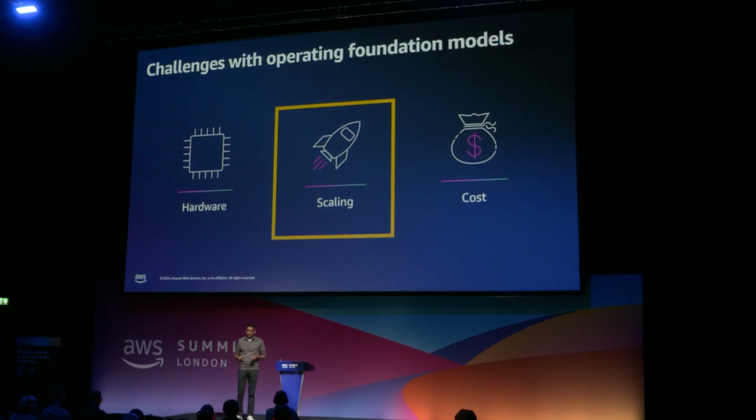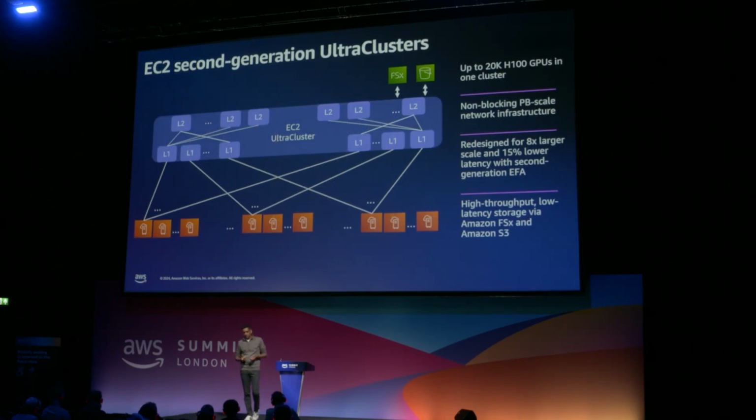The next challenge is around scaling, right? So scaling could be during your training phase, where you need to train a model that's trained on billions of parameters. Or it could be on the inferencing side, where you're getting millions of requests from your end customers. So how could AWS help you here?